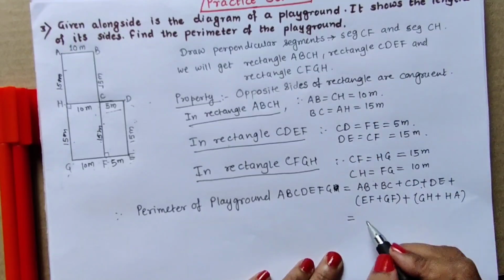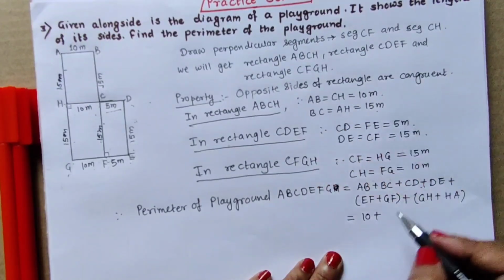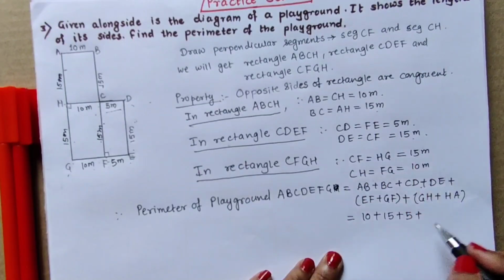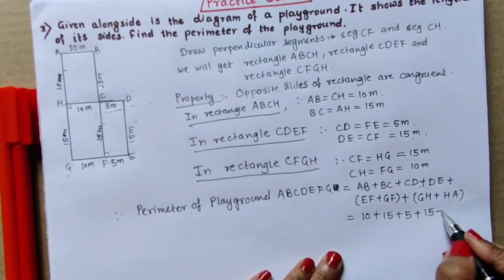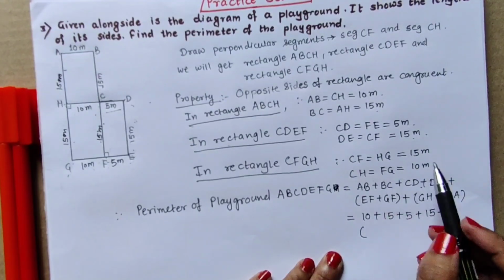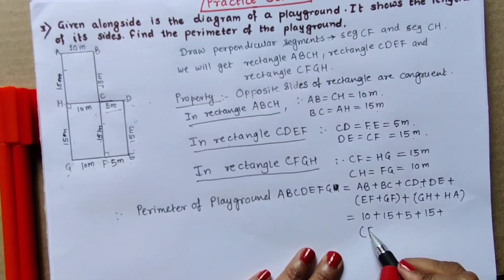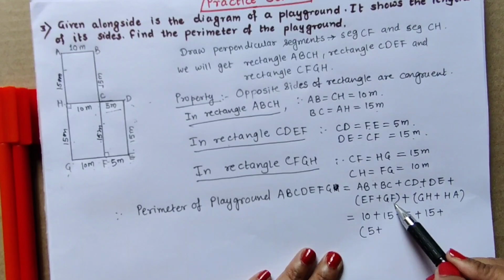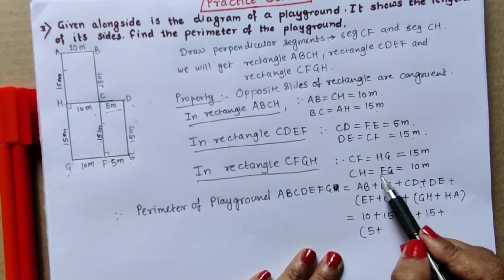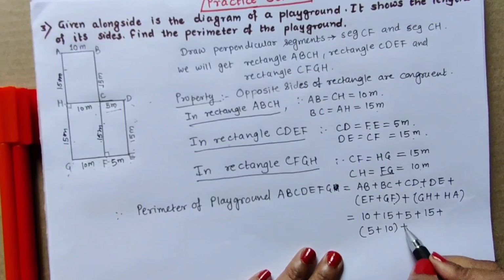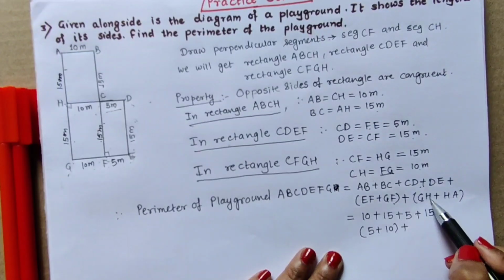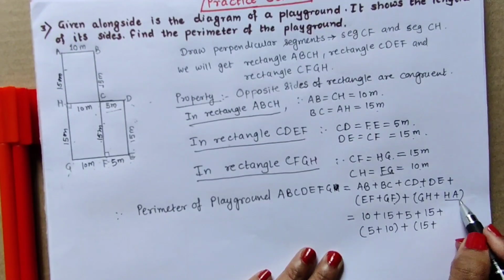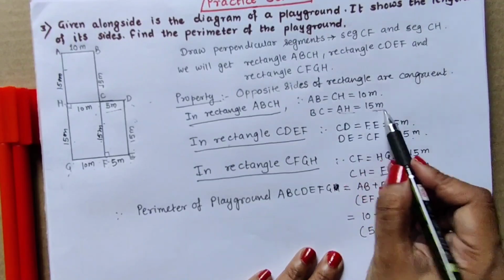Now AB is how much? 10. BC is how much? 15. CD is 5. DE is 15 plus EF. EF is 5. GF, where is GF? FG and GF are the same. It is 10 plus. Now GH, where is GH? GH and HG are the same. It is 15. And then the last one is HA. HA means AH, which is 15 again.